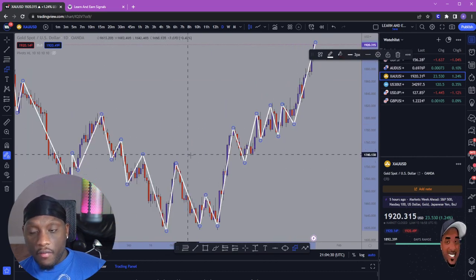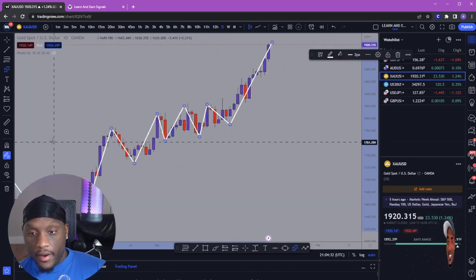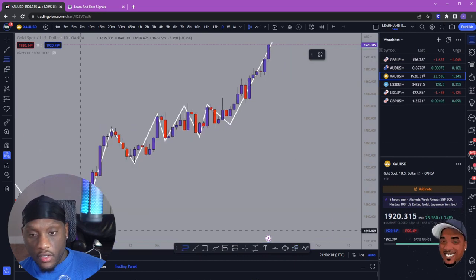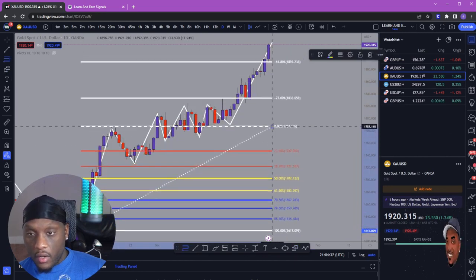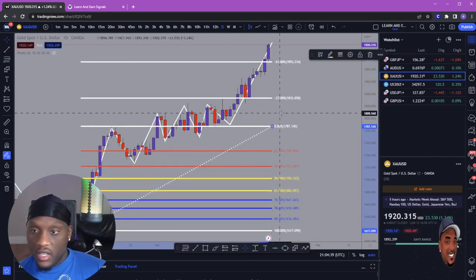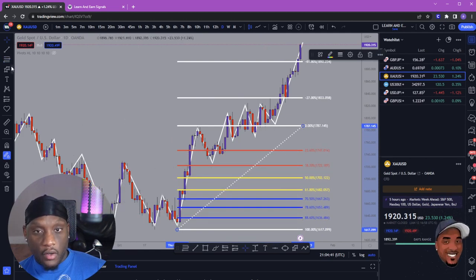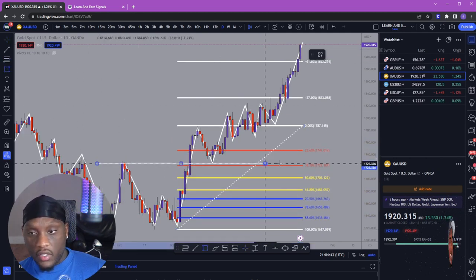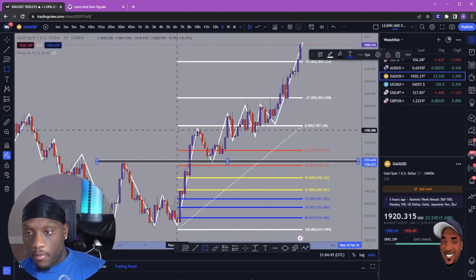Obviously, we had a break of multiple structures with this push up right here. What we're going to do is base our fib from right here. So now we know where we are. We can see that 23.6, that's what all of this has been moving off of. Because we have that data, we still want to use our zones to make this area make more sense.